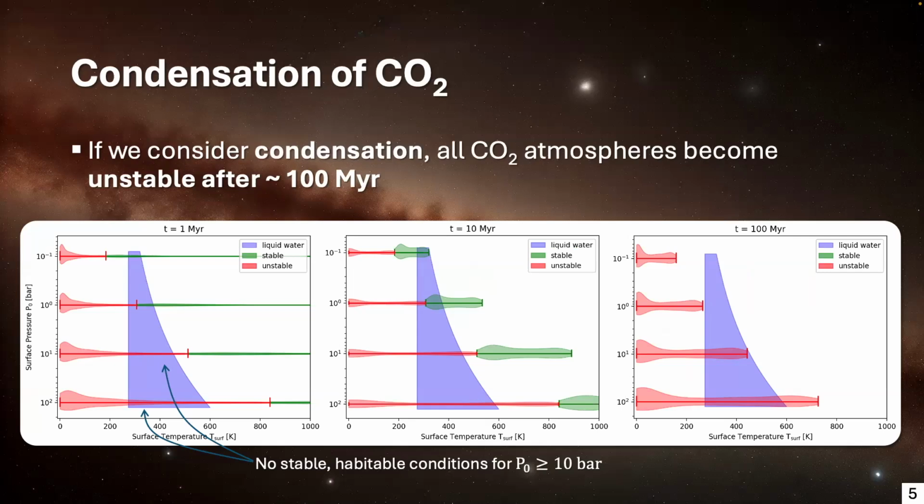Then here you can see, I did a bit of a reanalysis. On the y-axis, you can see the different surface pressures. In red, I indicated the unstable configurations, and in green, the stable configurations. And you can see here the distribution of the surface temperatures, and the blue shaded area is where liquid water could be. We can already see here on the left, after 1 million years, that at 10 bar and 100 bar of surface pressure, there are basically no stable and habitable conditions. And after 100 million years, there are no stable configurations at all, unfortunately.